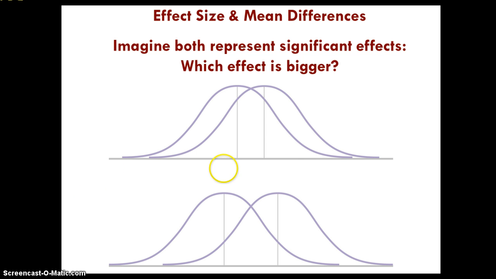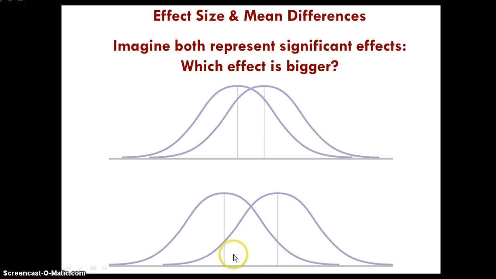So here's some different ways that we can look at this. Imagine that both of these two sets of distributions represent significant effects. Which effect is bigger? If we look at these two, you can see the sample means are these vertical bars. So which of these two effects is bigger? If you said the bottom one here, this is a bigger effect. And you can see that too because there's less overlap between these two different distributions.